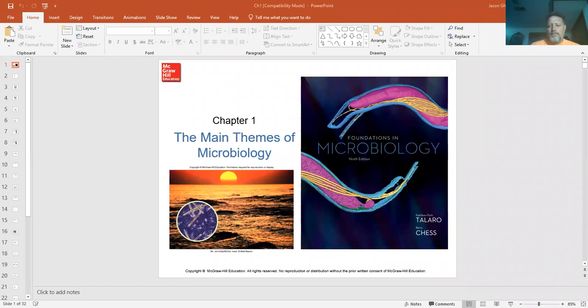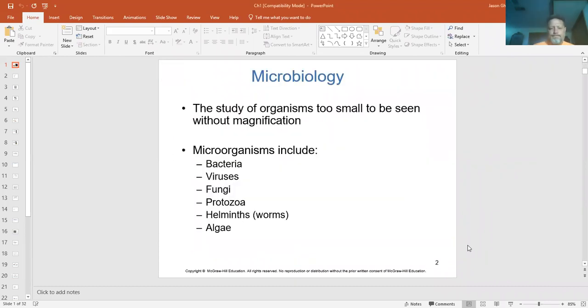Chapter 1 of Microbiology. Microbiology is the study of organisms that are too small to be seen with the naked eye. This means we're going to have to use a microscope. These organisms include bacteria, viruses, fungi, protozoa, helminths, and algae.